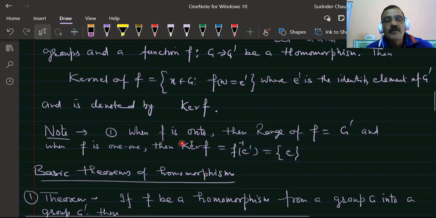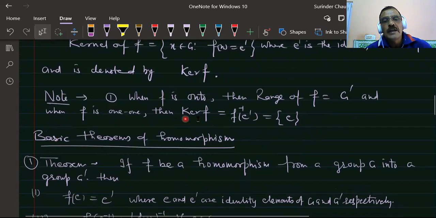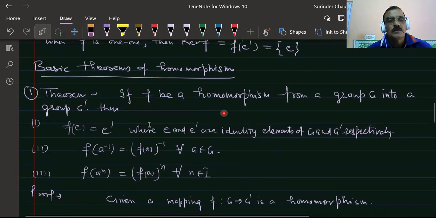Now look, if f is onto, then the range of f will be G dash. F is onto means every element of G dash is an image of some element of G. When f is one-one, then the kernel of f is equal to f inverse of E dash, which is equal to E. The kernel of f consists of only the identity element of G.